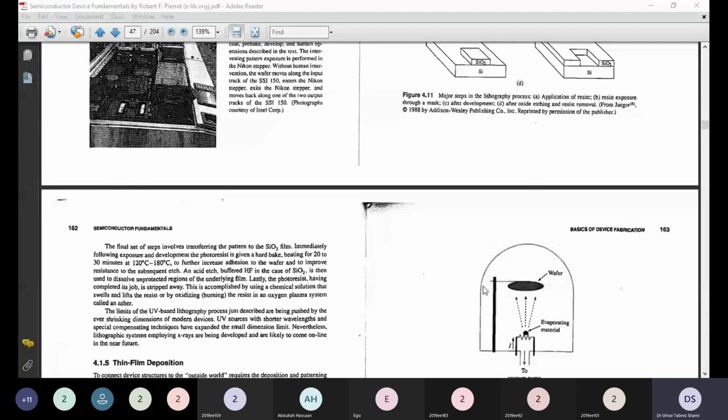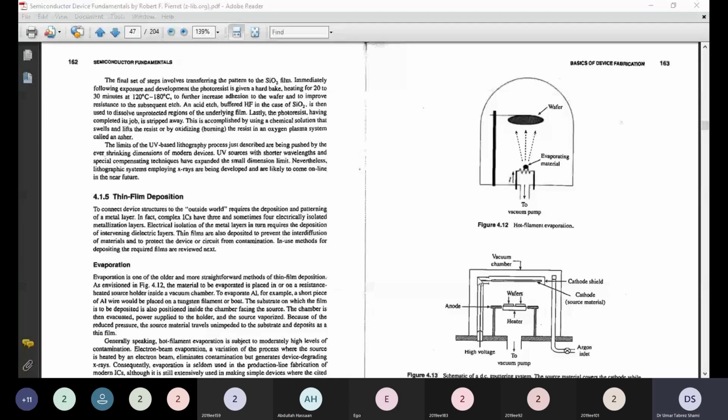So this was our first part of device fabrication, and in our next lecture we will cover the remaining articles.